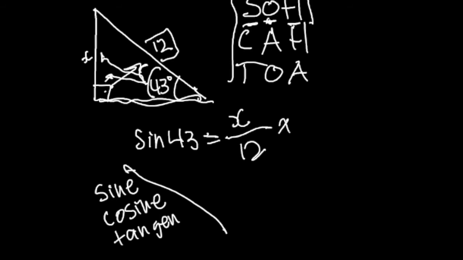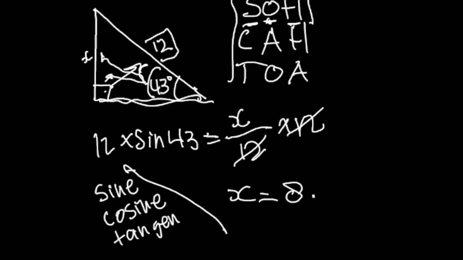So how do we do this? We multiply by 12 on both sides, and then these will be canceled out. And so now x equals 12 times sin 43. Right now this can only be done using a calculator, and we get the answer, x equals 8.184.